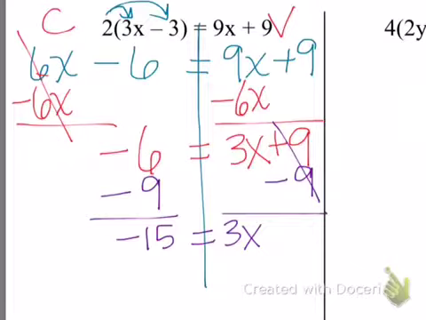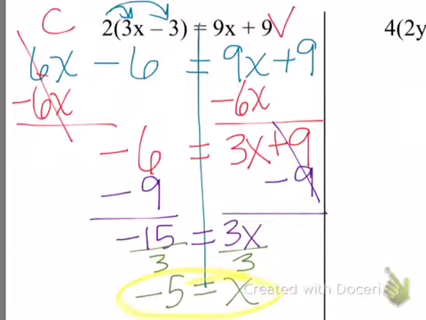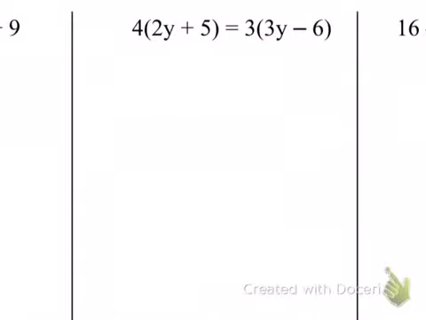Last step, the fifth step, says to multiply or divide. In this case, I see multiplication, so I'm going to divide by 3. So my answer, negative 15 divided by 3 is negative 5 equals x. So this is going to be my answer: x equals negative 5. All right, let's look at the next one.